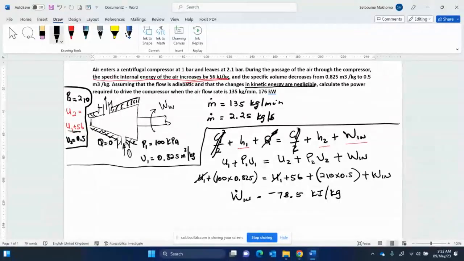Sorry, I made a mistake here. There's no dot here. It's only a dot after you have multiplied. So the compressor work input is going to be negative 78.5 multiplied by 2.25, and the answer is negative 176.63 kilojoules per second, or you can say just kilowatt. It's up to you. You can leave it as kilojoules per second or kilowatt.